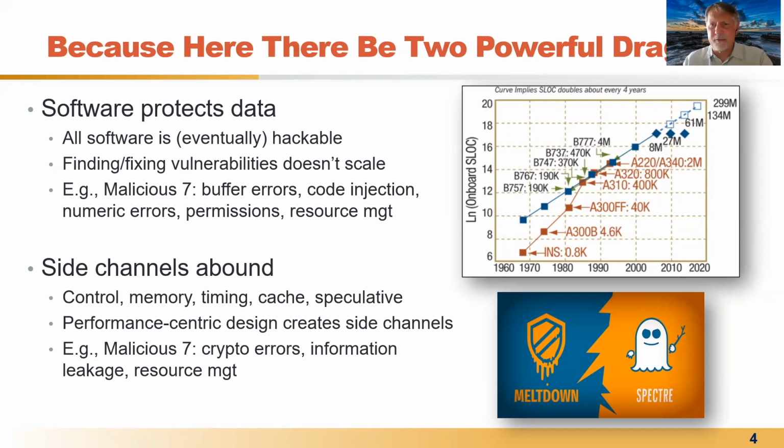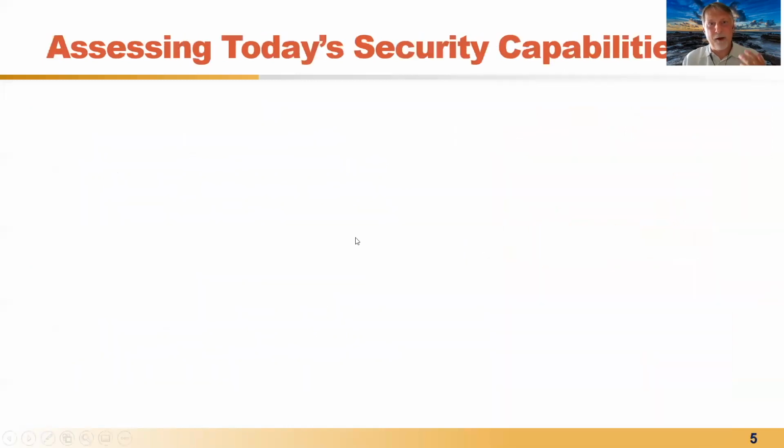This all leaks information that attackers can use to pull secrets out of our systems. If we can solve these two problems, just untrust software and eliminate side channels, we can build much more durable security defenses. So how well are we doing at this? Well, we're pretty good on some fronts.